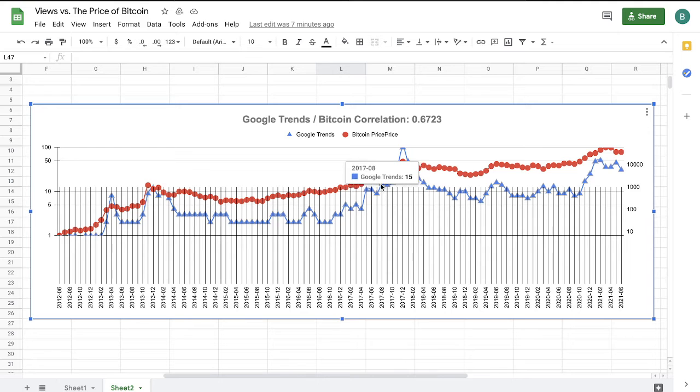If you were to do that, Google Trends at 15 in August would have given you a price of about $4,000 to $13,000. I'm not doing highs, I'm doing opens. So between $4,000 and $13,000 is your time range or price range for selling your Bitcoin.